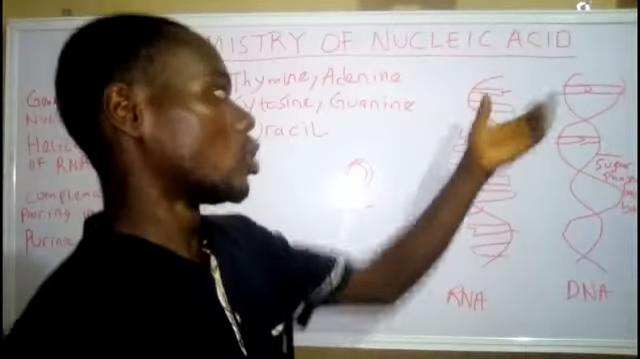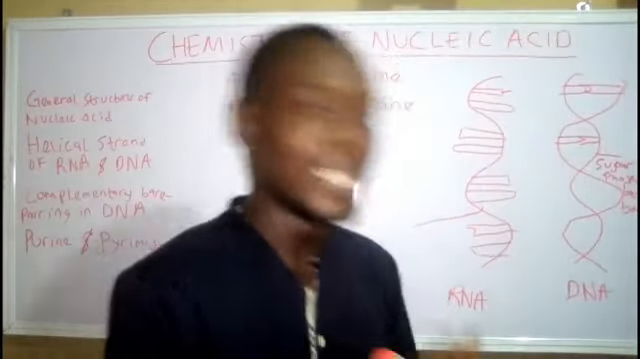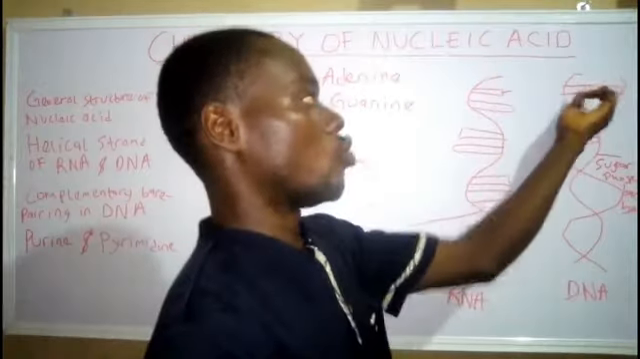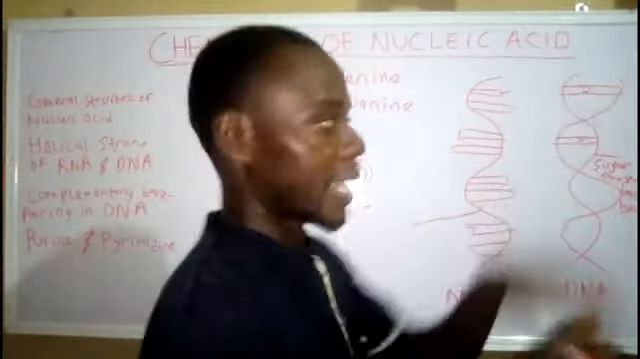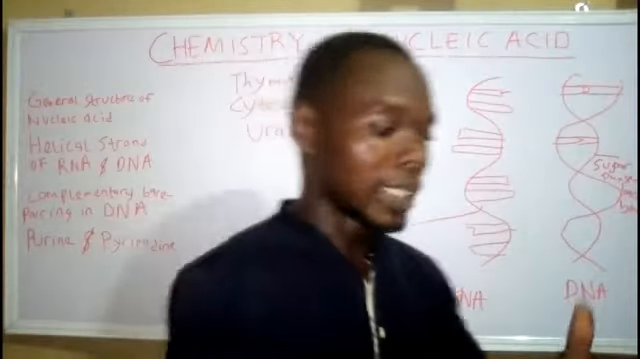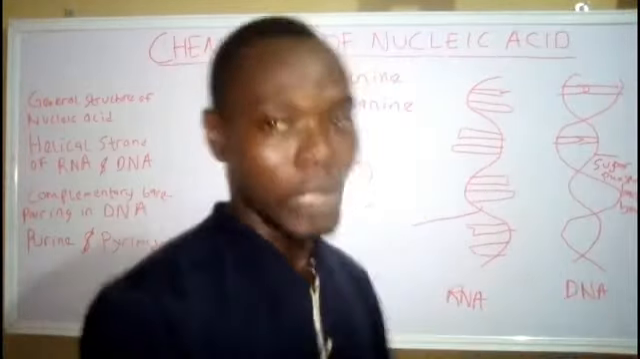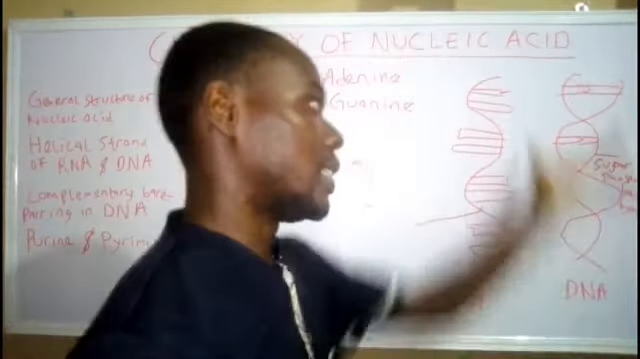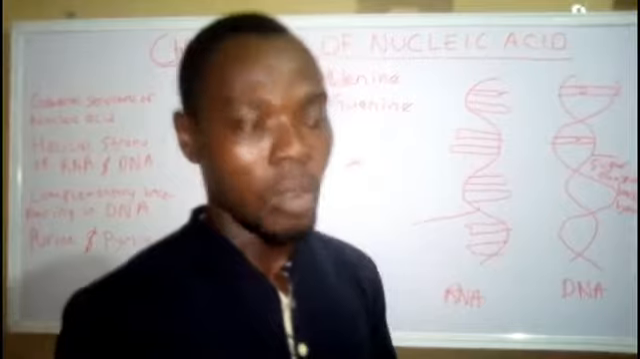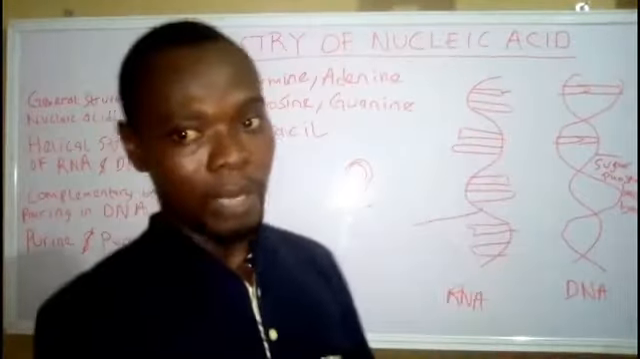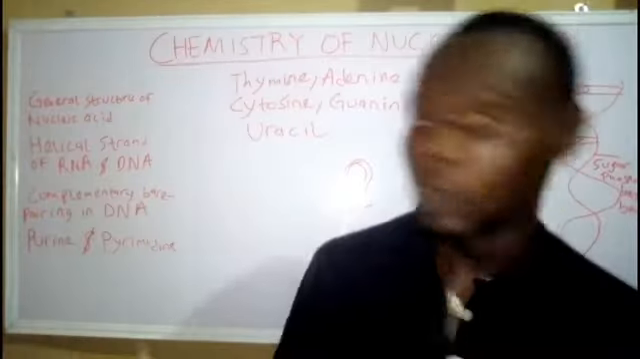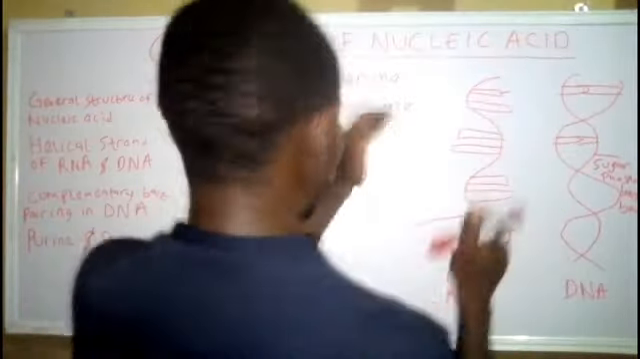Now let me tell you something: in DNA, take note, thymine is always joined to adenine, and the same way, cytosine is always joined to guanine. Are you getting it? That's in DNA. So they pair together. That's how it occurs. In RNA, the pairs are the same way, cytosine and guanine.